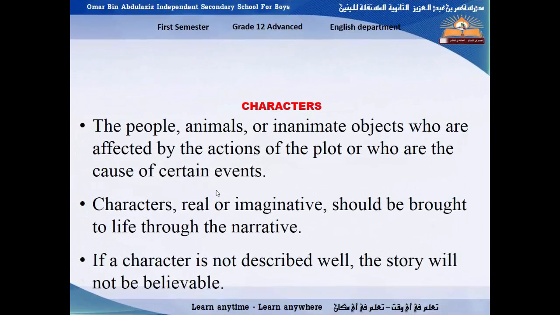Now let's start with characters. When we talk about the characters of the story, it means that we are talking about the people who are included in the story. They are divided into two categories. It could be the main character and sub-characters. Main characters means the most important people in the story, which we call the hero or protagonist. And sub-characters are all the people around the main character.